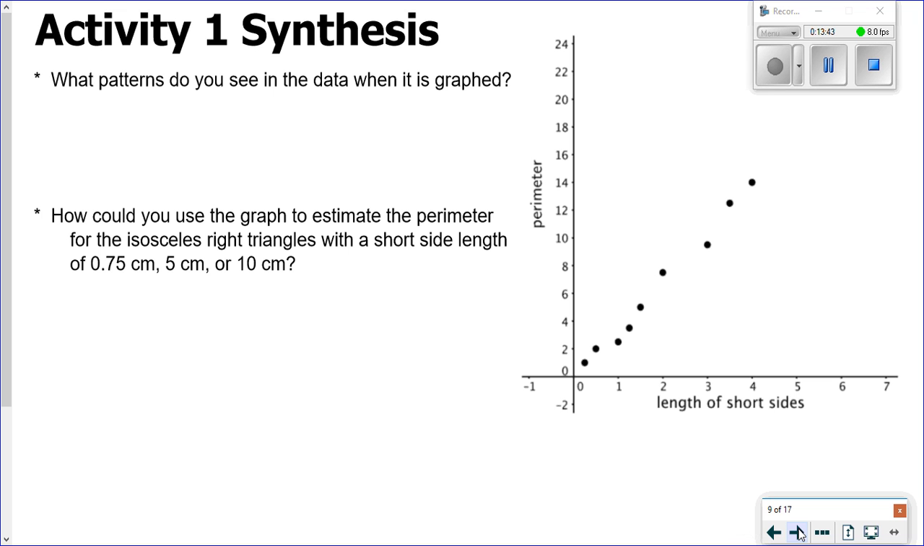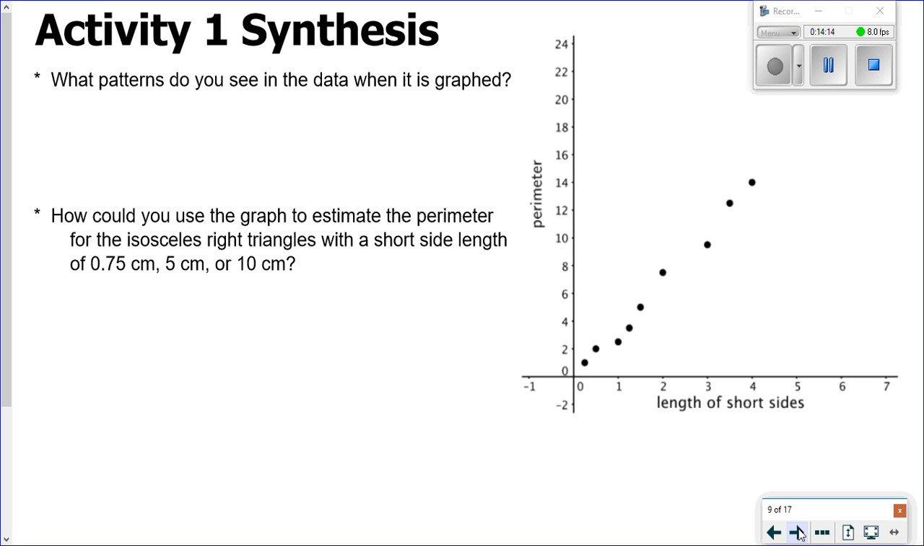We're going to go ahead now and take a look at this activity synthesis. Unfortunately, this scatter plot is not in your workbook, so I need you to take a look at the scatter plot here, and hopefully it will help you answer some of these synthesis questions. It says, what patterns do you see in the data when it is graphed? So if I look at this data, I see that the x-axis is labeled length of short sides. I see that the y-axis or the vertical axis is labeled perimeter.